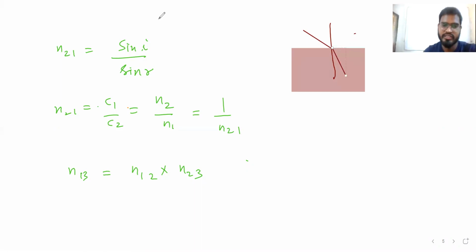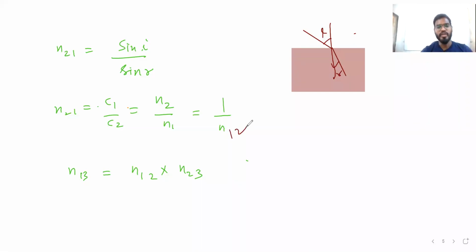So this is i, and this is what? r. So sin i by sin r, right? That is known as what? n21. n21 means speed, if you write, c1 by c2. If you write with refractive index, then n2 by n1. If you want to write the reciprocal of that, then it is going to be the same only.